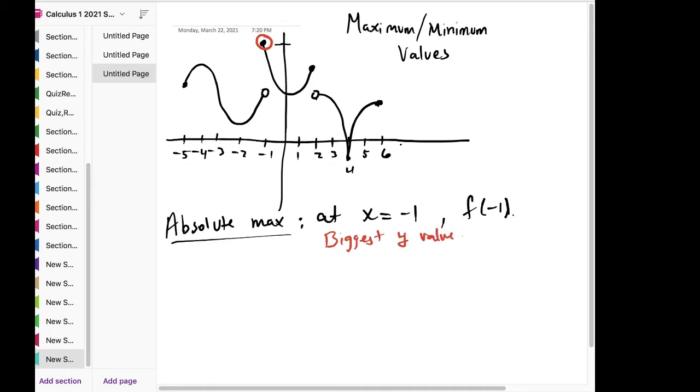How about the absolute min? Which y value is smallest? Yeah, 4. It's at x equals 4. And so the minimum value is f of 4, and that's down here. This is the smallest y value.